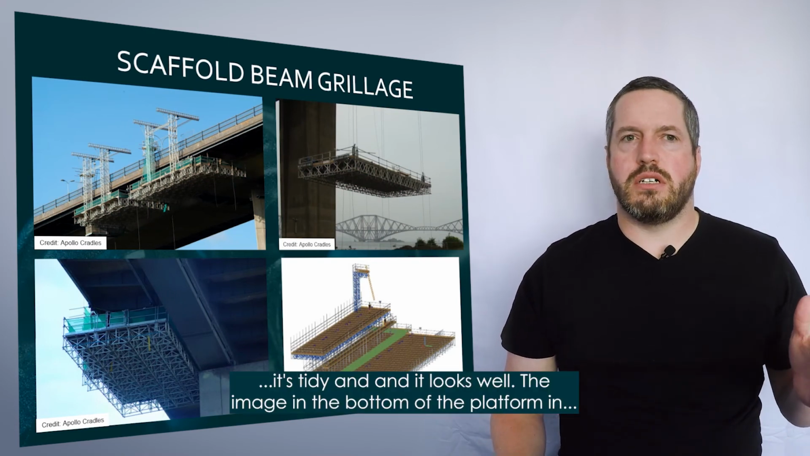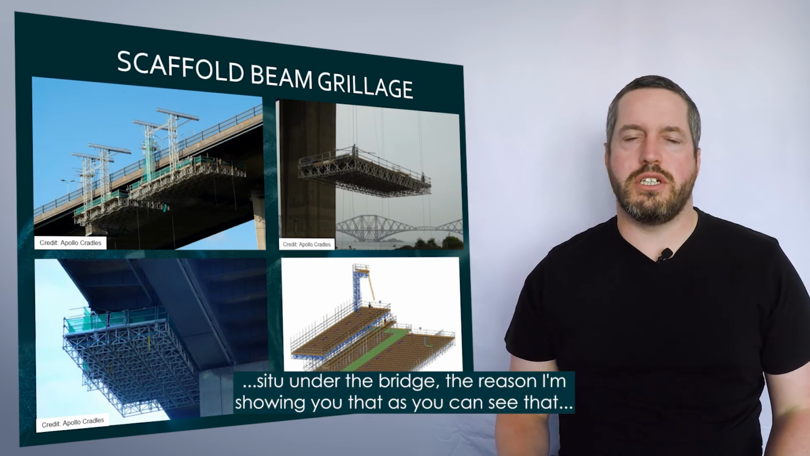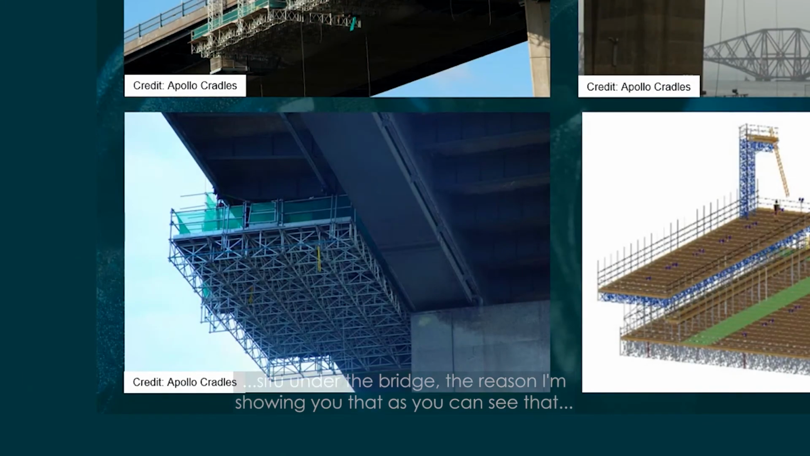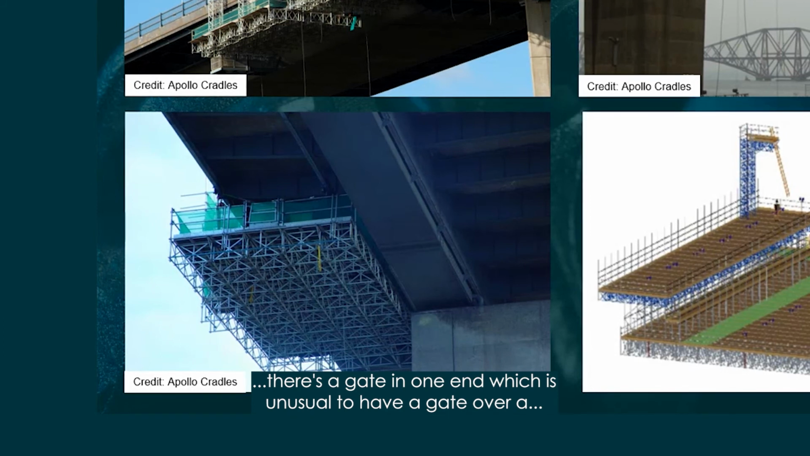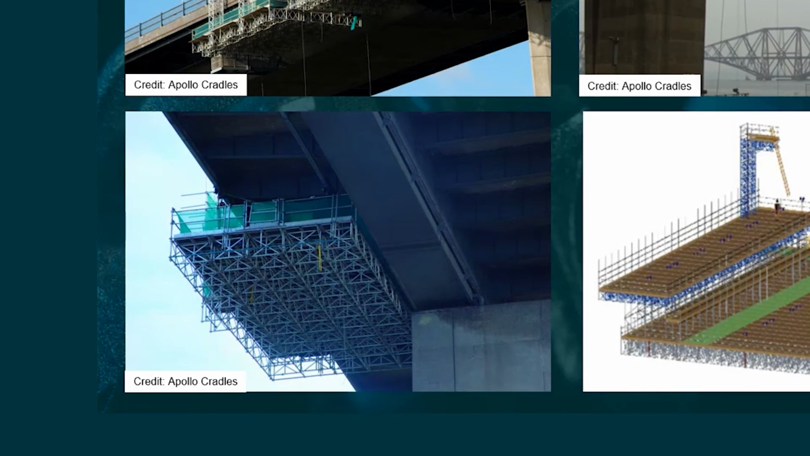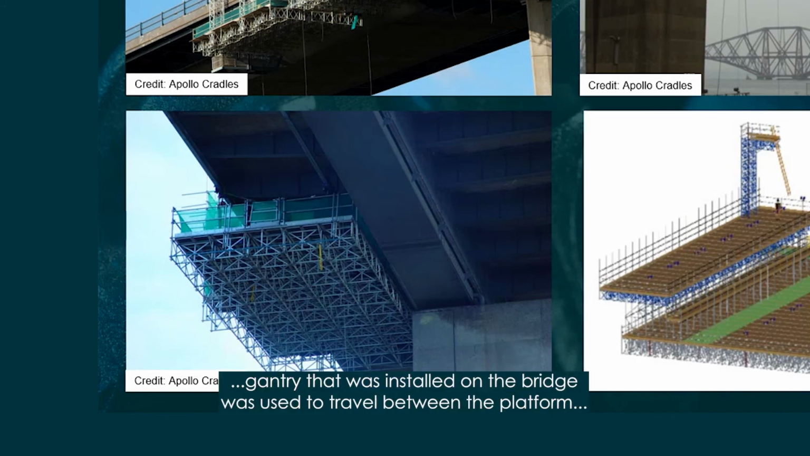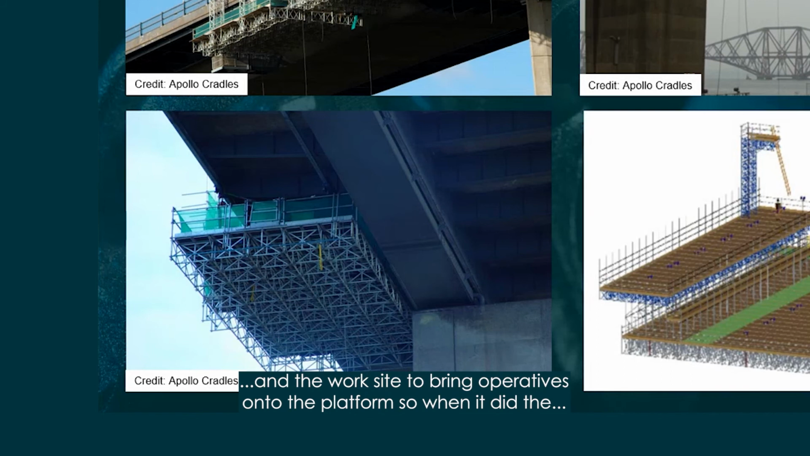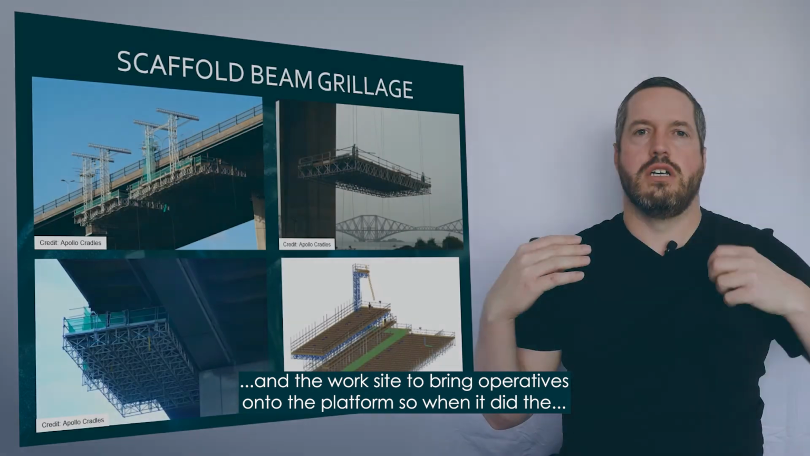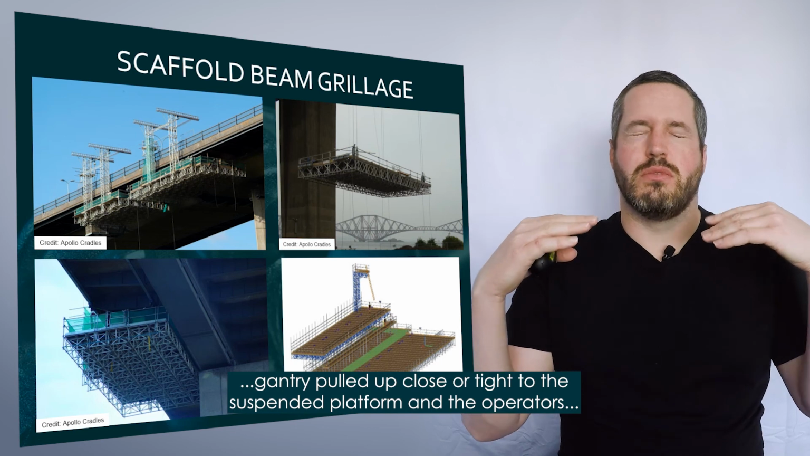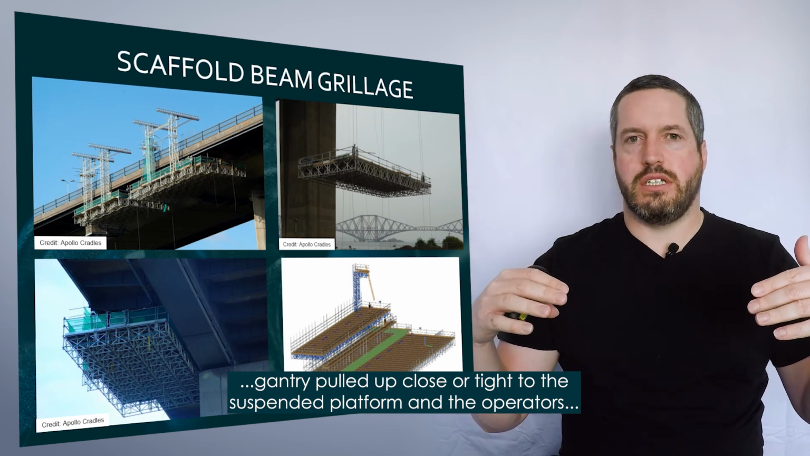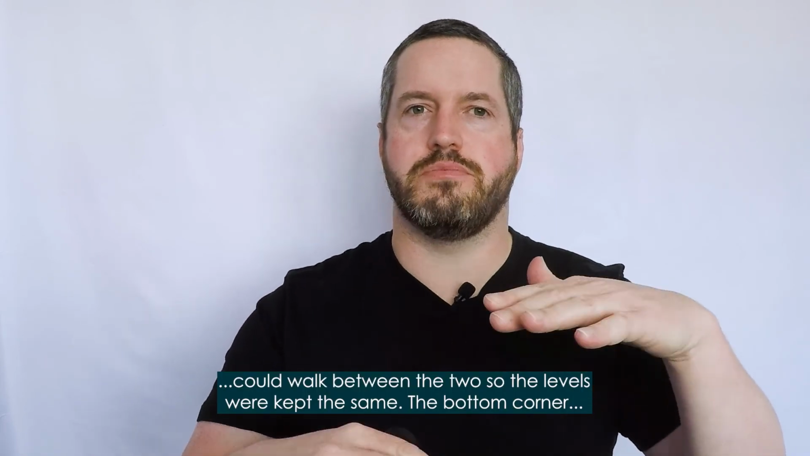The image in the bottom of the platform in situ under a bridge, the reason I'm showing you that is you can see that there's a gate in one end, which is unusual to have a gate over a sudden drop in the handrail system. But on this bridge platform, the permanent gantry that was installed on the bridge was used to travel between the platform and the work site to bring operatives onto the platform. So when it did, the gantry pulled up close or tight to the suspended platform, and the operatives could walk between the two, so the levels were kept the same.